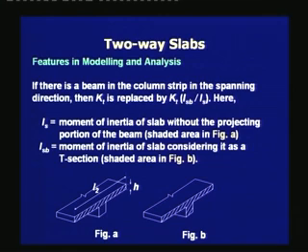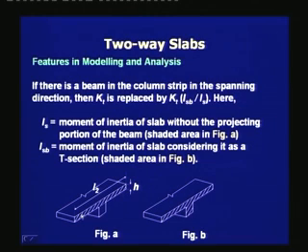Thus, once we calculate C, and from the other geometric properties we can find out the transverse beam stiffness, the torsional stiffness, which is denoted as Kt. If there is a beam in the column strip in the spanning direction, then Kt is replaced by Kt times Isb divided by Is. Here Is is the moment of inertia of the slab without the projecting portion of the beam, as shown in the shaded area in figure A.